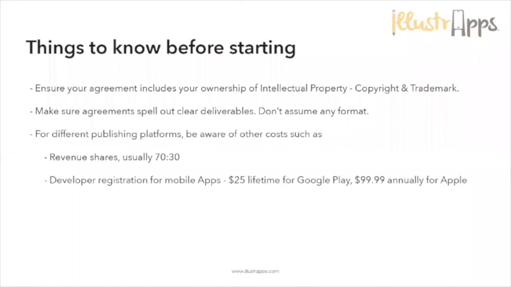So that works that way. Same thing goes for Apple. But the tricky thing about Apple is, for Google, it's $25 for a lifetime. You pay it once and that's it for a lifetime. You can publish as many apps as you want using that same account. For Apple, you have to keep paying $99.99 every year. So approximately $100 every year.